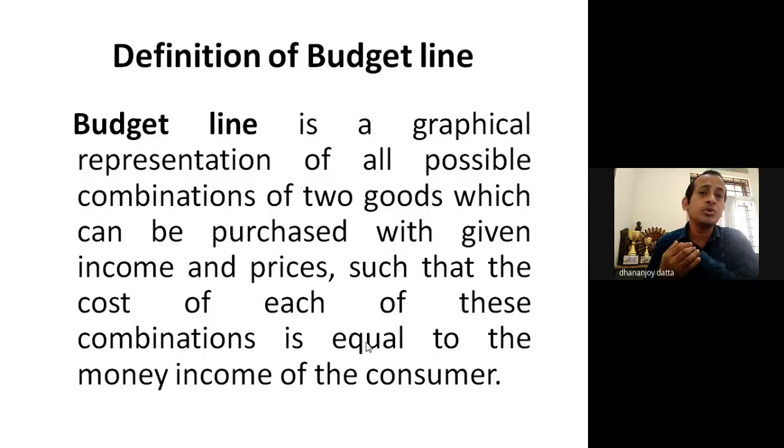But through budget line, we can understand that budget line gives us a graphical understanding of all possible combinations of two goods which can be purchased with a given income and price. With a given income means with the budget and market price. And there will be a combination of two goods with a given budget, means with a given income and price.